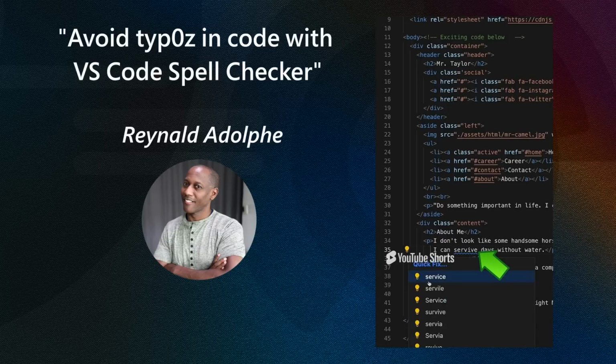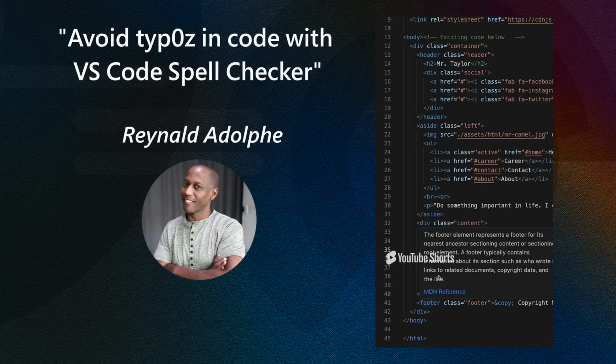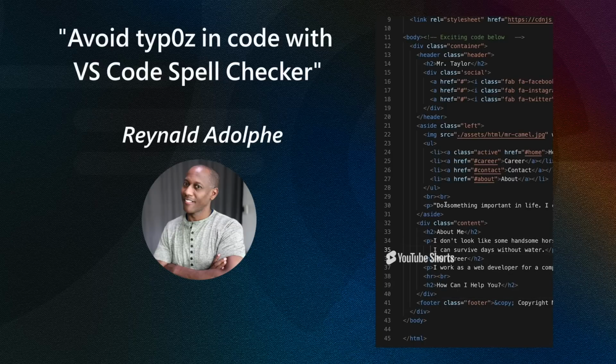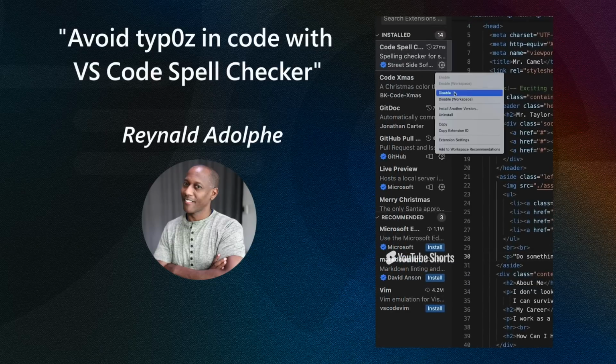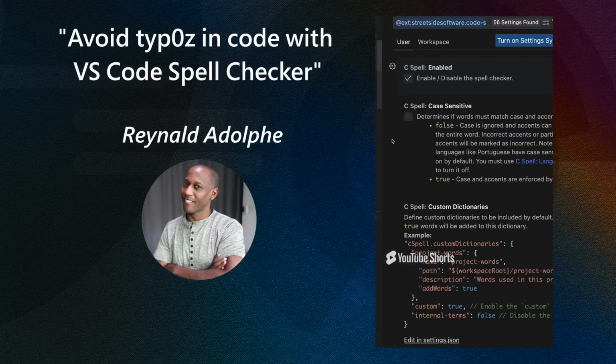This is supposed to be survive, and you'll notice that even if I use double quotes on line 30, because it's within a paragraph tag, it will still spell check it if I needed to. Last but not least, if you need to, you can customize this extension to the behavior of your liking.